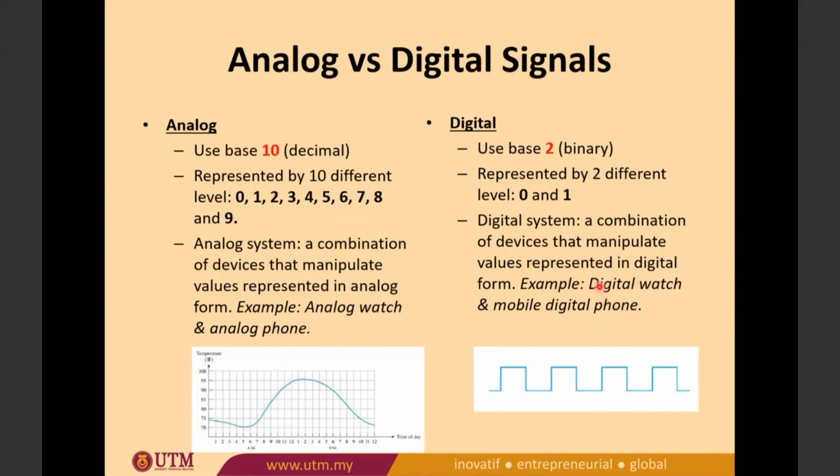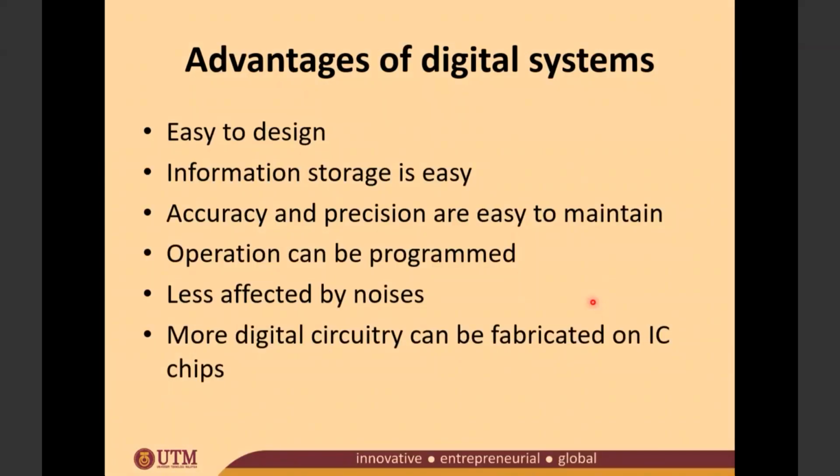Okay, the watch is represented by the digital number. Compare with the analog watch, which is still being used now, the one that has the pointer, the long hand and the short hand. And now the telephones today are more of the mobile digital phones. Okay, so next, we are going to look at what are the advantages of the digital system.